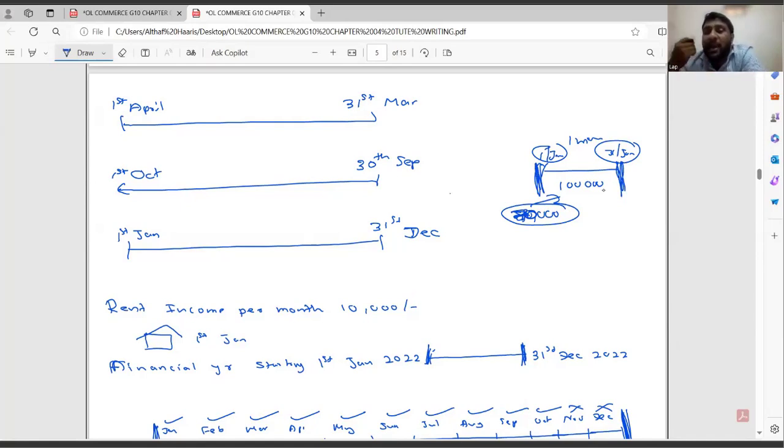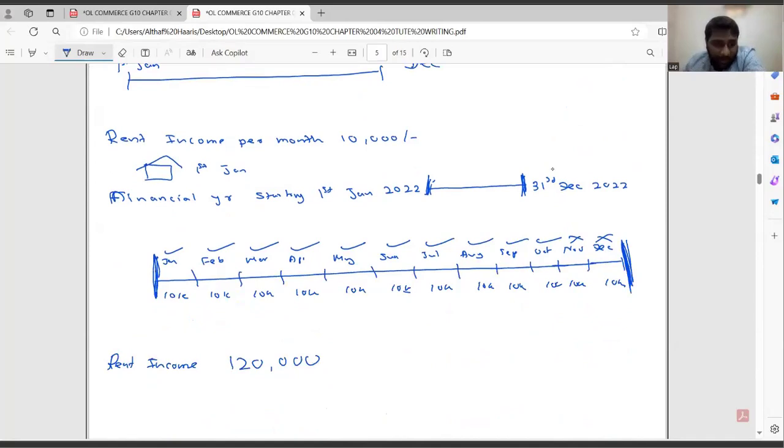Whether we got it or not is not relevant. As long as it is relevant for the period. What is my period? January 1st. What is the last day? 31st December. Then what is the amount relevant for the period? 120,000. That's it. Don't worry about whether you got the money or not. That's not the way in accounting world we are doing the calculations. Listen carefully. Let me take another example.